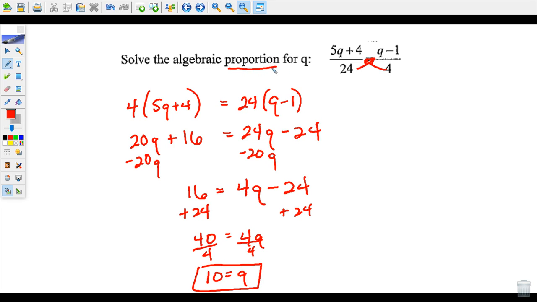So again, proportion, two fractions, two ratios that are equal. And a property of that is that the cross products are equal.